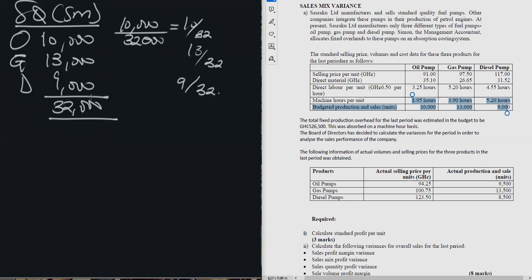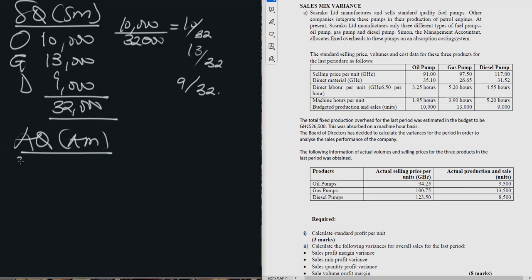So we got a standard mix. Now the next thing we need to do is to get our actual quantity at actual mix. When you want an actual quantity at actual mix, there's the husband, there's the wife, right? So what's the actual quantity, actual mix? It was given. I told you actual quantity on the actual side is always at actual mix.